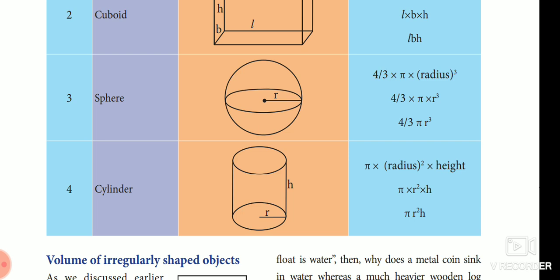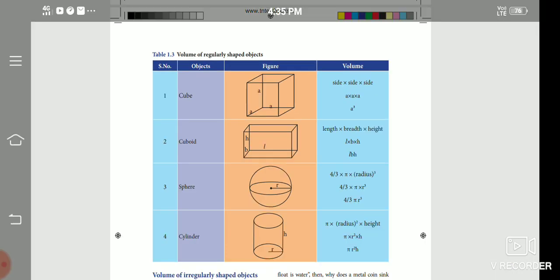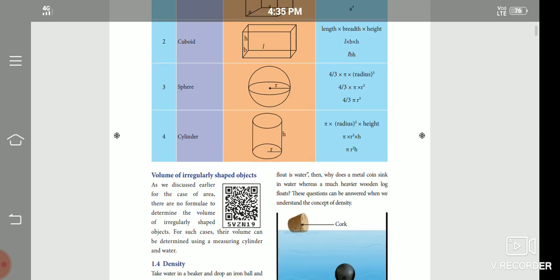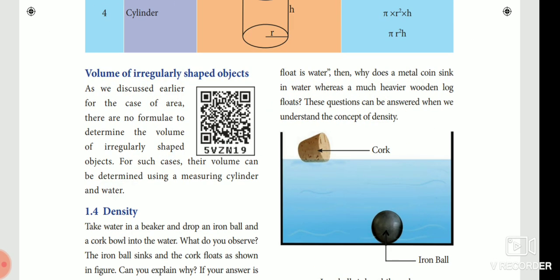Now cylinder, look at that figure. Pi into radius squared into height. Already I told you radius first letter is R, so pi into R squared into H. So the volume is pi R squared H. Okay children, next.